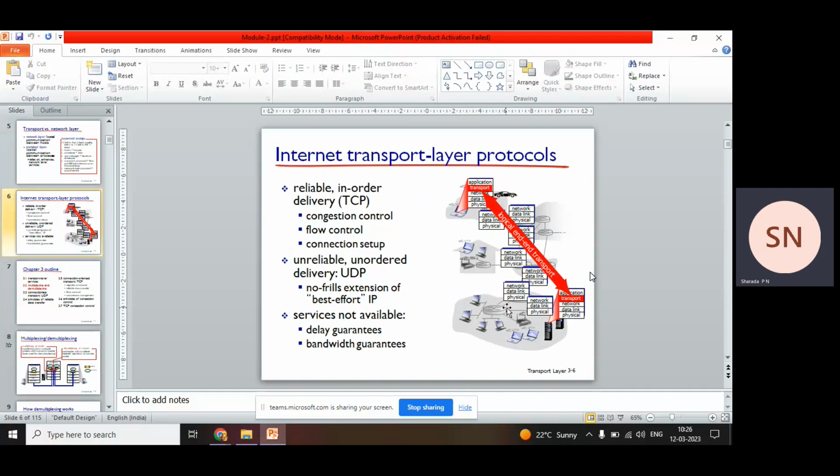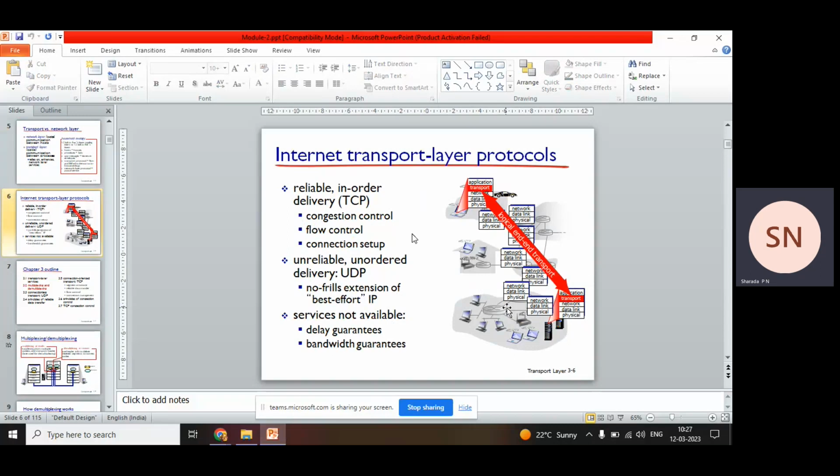TCP also provides congestion control. TCP congestion control prevents any one TCP connection from swamping the links and routers between communicating hosts with an excessive amount of traffic. UDP traffic, on the other hand, is unregulated. An application using UDP transport can send at any rate it pleases for as long as it pleases. So these are some of the properties associated with these protocols.